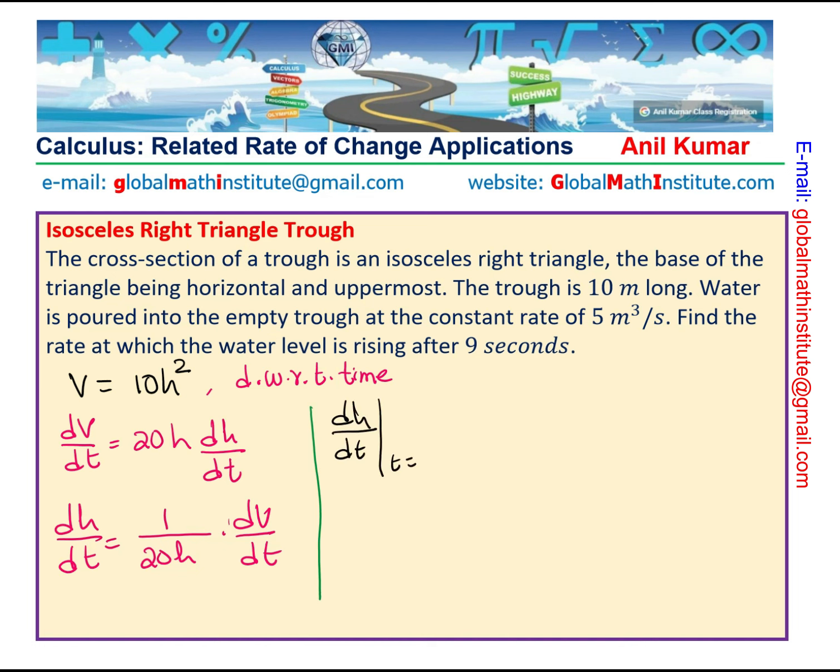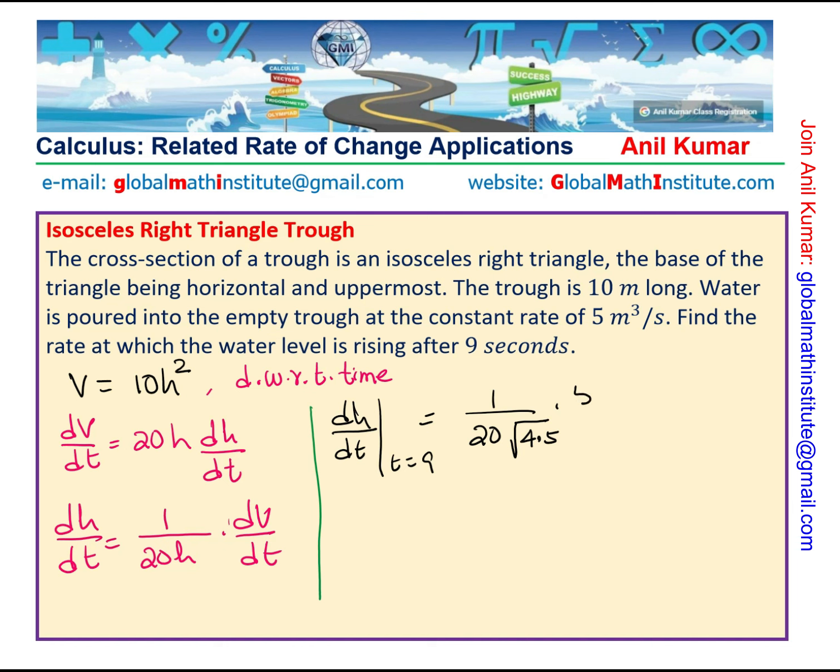Perfect. We already calculated the value, so now we can find dh/dt at t equals 9 as 1 over 20 times, the h value was square root of 4.5, and dV/dt is given to us as 5. So let's use the calculator to find this value. It comes out to be square root 2 over 12 meters per second. So that is how we are going to solve this question.